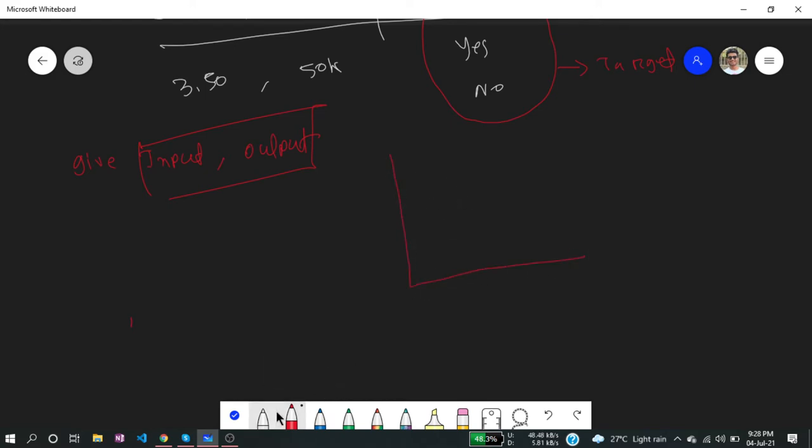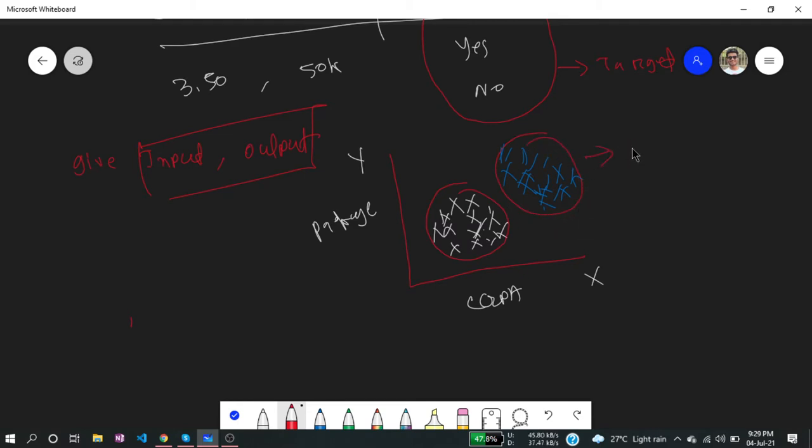Suppose you have plotted your data, okay? Suppose this is a 2D axis. Suppose this is your x-axis, this is your y-axis. Suppose this is your CGPA and this is your package. Suppose you have plotted the data like that, and you have also plotted like that. So whenever you plot the data, you will see there would be two kinds of cluster. So can't we say this is one cluster and this is another cluster? Suppose can't we say these people are pass, and these people are fail?